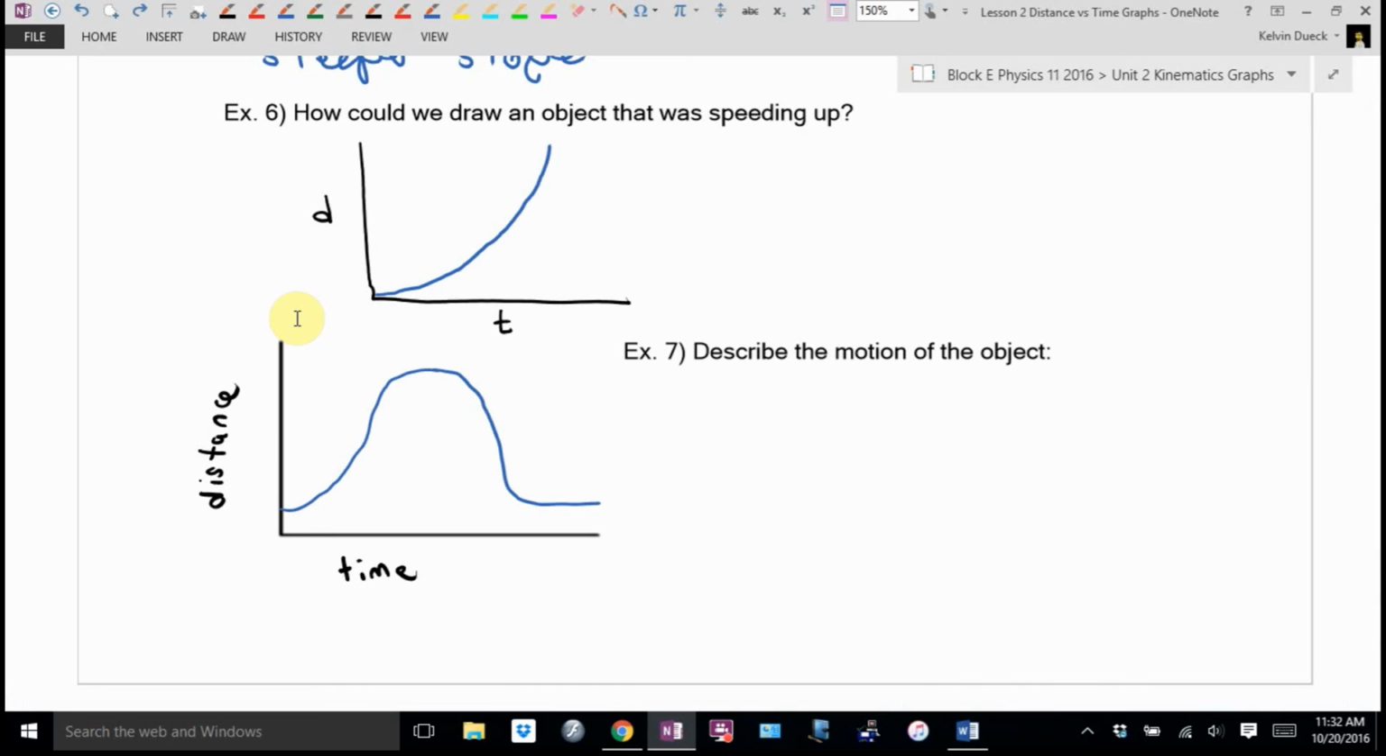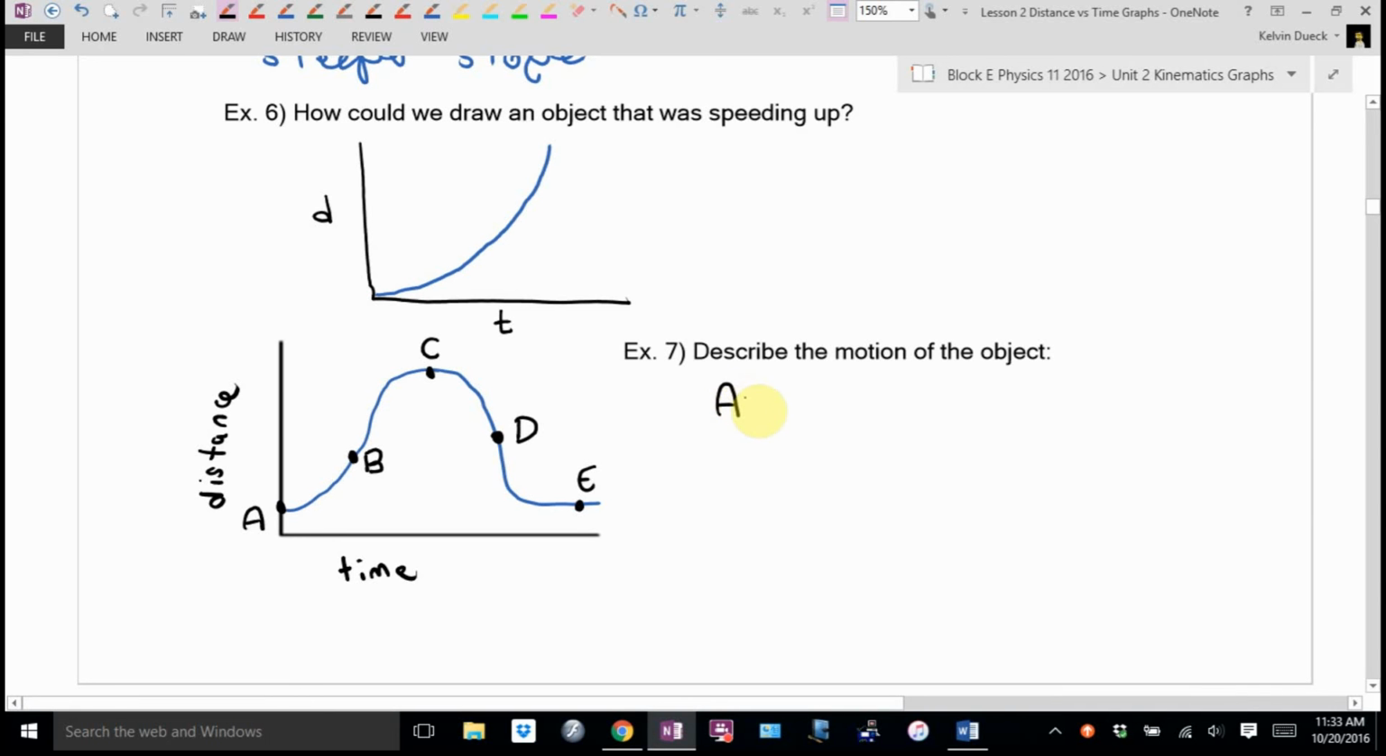Example 7. Connor, you awake? Good? Okay. Example 7 says, describe the motion of the object. I'm going to retype this question, but for now, do this. Put a little capital letter A right there. Put a capital letter B about halfway up the first curve. Put a capital letter C right at the top. Capital letter D right about there, and a capital letter E right about there. What we'll do is we'll describe what's going on at each letter, because describe the motion is, to me, too vague.